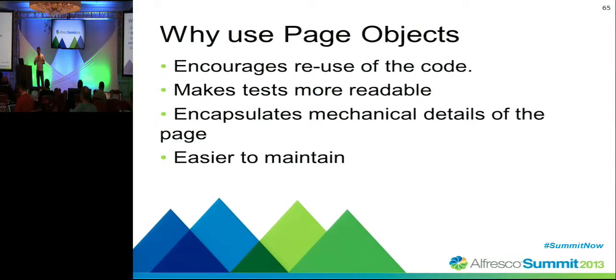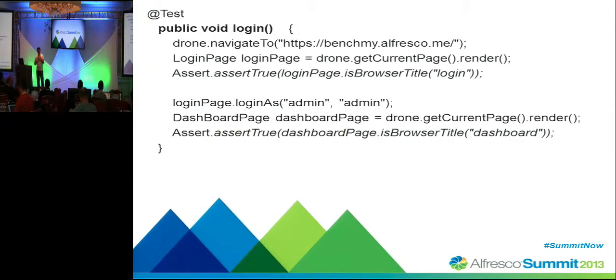So why use page objects? It encourages reuse of the code. It makes it easier to test. It's more readable and hides all the complexities of the page into that object. And we're going to quickly see how a test looks now.